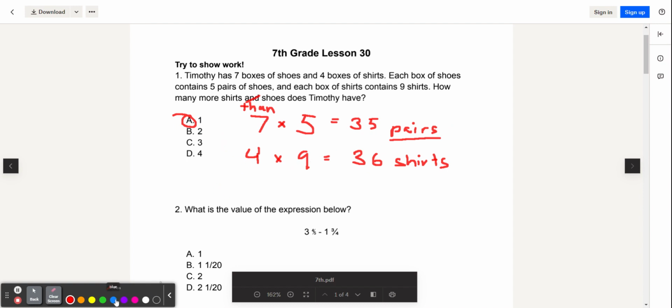If this was just shoes, then we would multiply by 2, because there's 2 shoes per pair, and get 70 shoes. And that means we have 34 more shoes than shirts, but that is not an answer choice. So we know that our interpretation is correct.